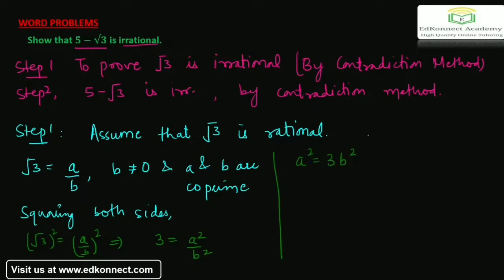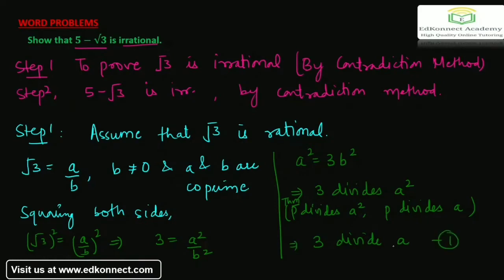Now a square is written as a product of 3 and b square. So this implies 3 divides a square. Then by the theorem that if any prime number p divides a square, then p divides a. So this is the theorem. So if 3 divides a square, then 3 will divide a. So this will be our first equation.